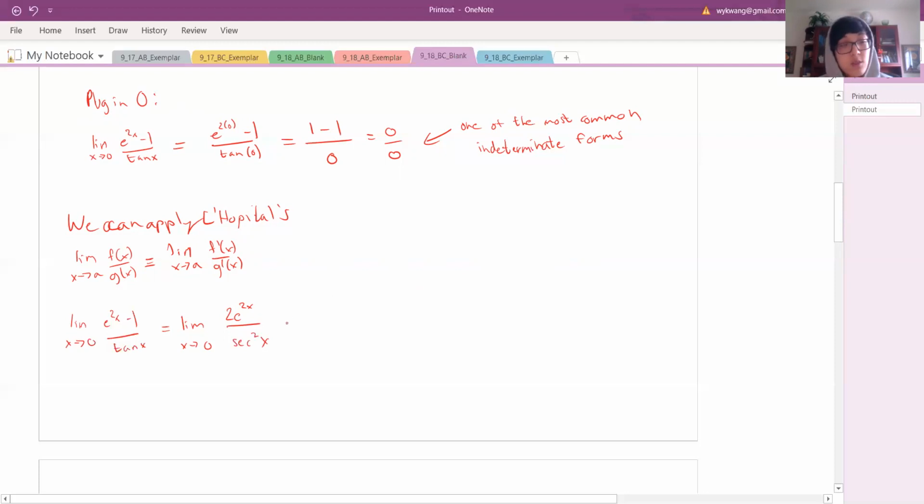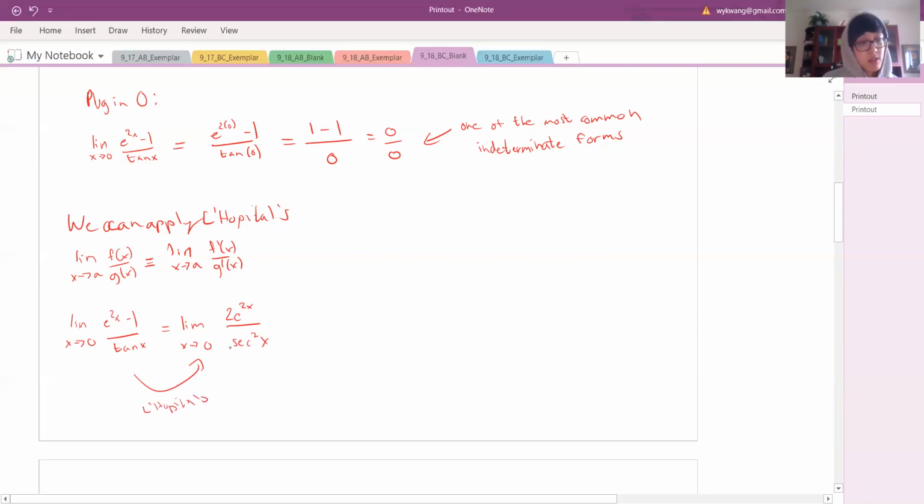So anyway, in this case, 2 times e to the 2x, and in the denominator, the derivative of tangent x is secant squared of x. That is just an identity you're going to have to memorize. The derivative of sine x is cosine x, the derivative of cosine x is negative sine x, the derivative of tangent x is secant squared x. So we applied L'Hopital's. Cool, that's L'Hopital's.